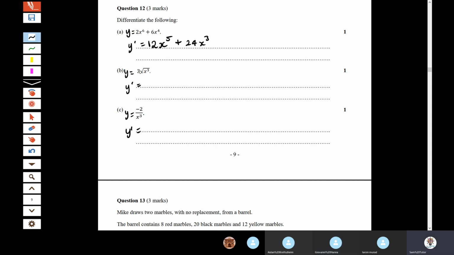Decrease power by 1. This one becomes 3x to the power of 3 on 2. Remember, no surds allowed. So that surd gets changed to a fractional index. And then y dash is 3 times 3 over 2, 9 over 2 x, and then you take away 1 from the power. So if you do 3 over 2 on your calculator, take away 1, that should get you a half.